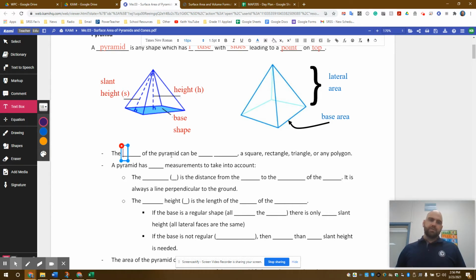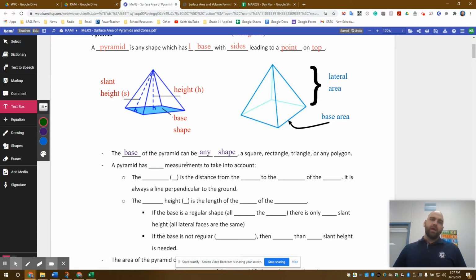Now, a couple of notes and a couple of things to just take note of. The base of a pyramid can be any shape. A square, a rectangle, a triangle, or any polygon. We're going to, in fact, look at a circle one, but we have a special name. We call that a cone. So the base of a pyramid can be any shape. And it's important that we recognize that it's not just a square, even though that might be the most common one.